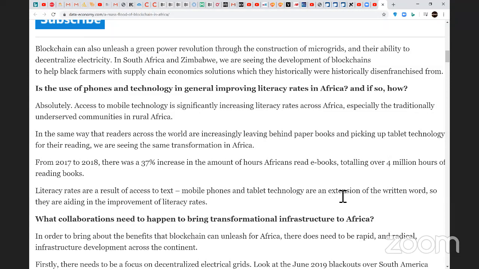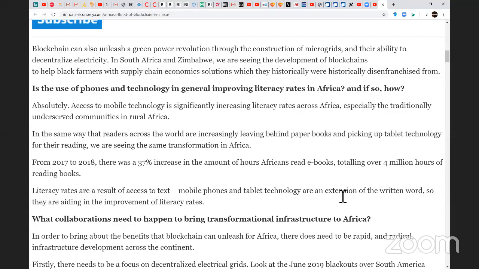historically disenfranchised from. Is the use of phones and technology in general improving literacy rates in Africa? And if so, how? Absolutely. Access to mobile technology is significantly increasing literacy rates across Africa, especially the traditionally underserved communities in rural Africa. In the same way that readers across the world are increasingly leaving behind paper books and picking up tablet technology for their reading, we are seeing the same transformation in Africa. From 2017 to 2018, there was a 37% increase in the amount of hours Africans read ebooks, totaling over 4 million hours of reading books.